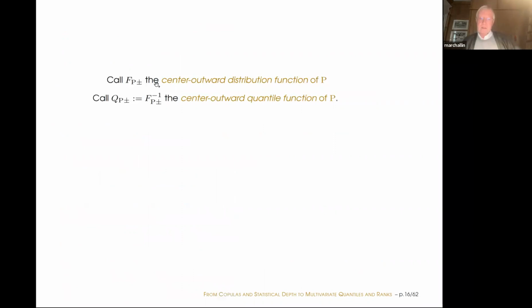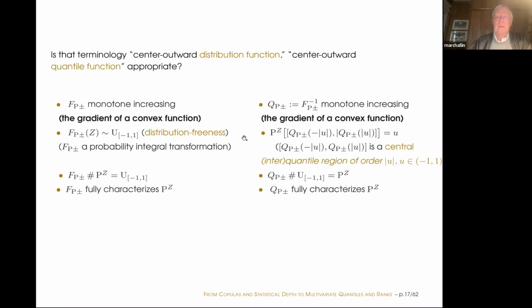And call this f plus minus the center outward distribution function of P. Obviously, it is also monotone increasing, so it also has a well-defined inverse. And this inverse we call the center outward quantile function of P. What are the properties of this center outward distribution function and quantile function? Well, they are monotone increasing because 2 times f minus 1 is monotone increasing if f is monotone increasing. And hence, they also are gradients of convex functions. Both are gradients of convex functions.